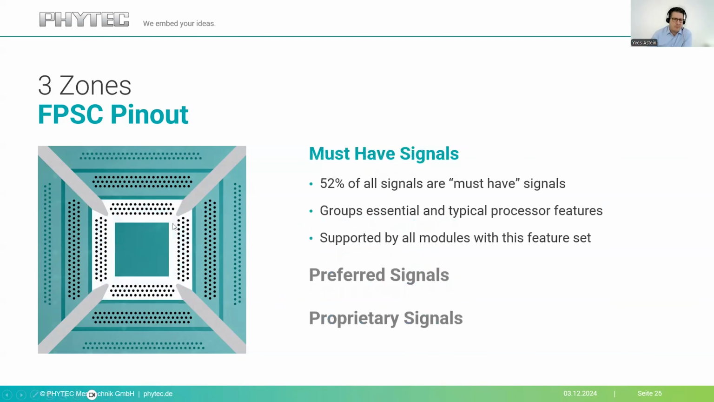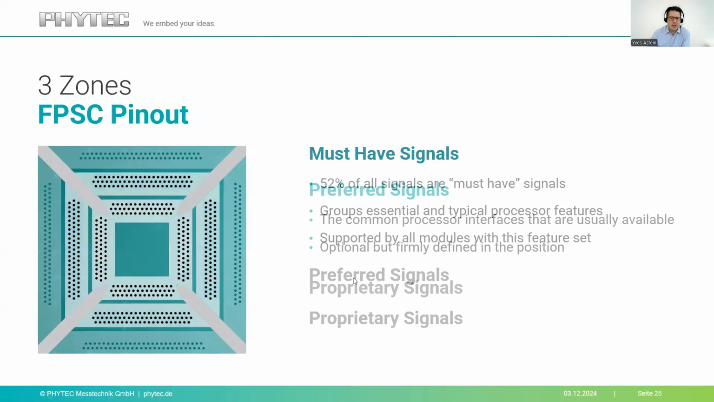So the inner ring, as I said, is the must-have ring. We ensure that 52% of all signals are must-have in this feature set. And it groups essential and typical features of embedded processors on the market. So we're talking USB, we're talking RS-232, CAN, and so on. I'll show you a list in a second. And these are all supported. These signals are 100% supported by the standard according to the feature set. And then we have the preferred signals.